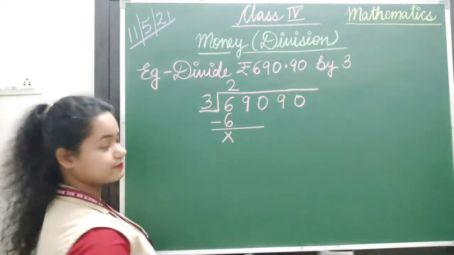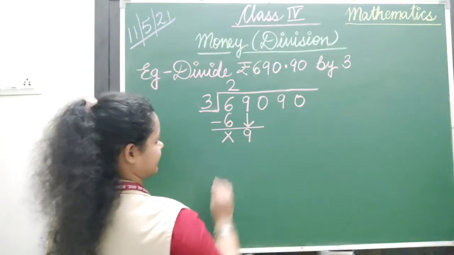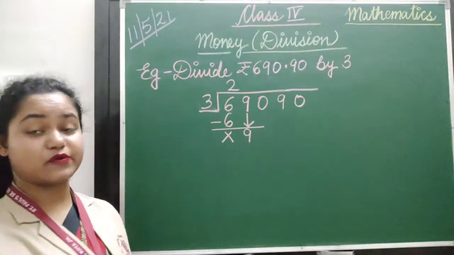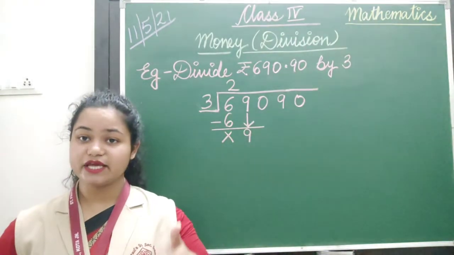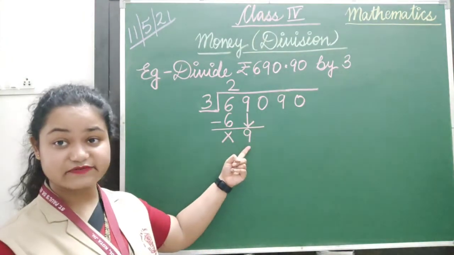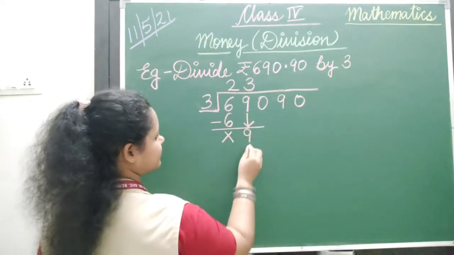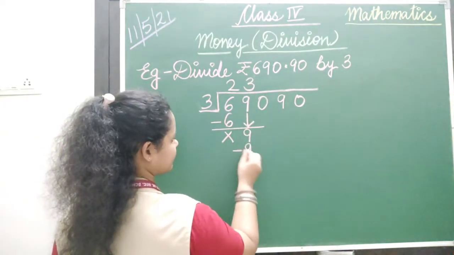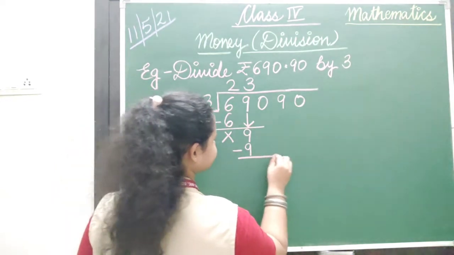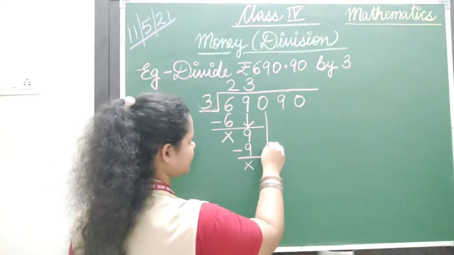That means nothing. We are going to take the next digit down, which is 9. So let's say the table of 3 once again. 3 ones are 3, 3 twos are 6, 3 threes are 9. Again, it is divisible by 3. So 3 threes are 9. Subtract. Answer is 0. Now bring the 0 down.